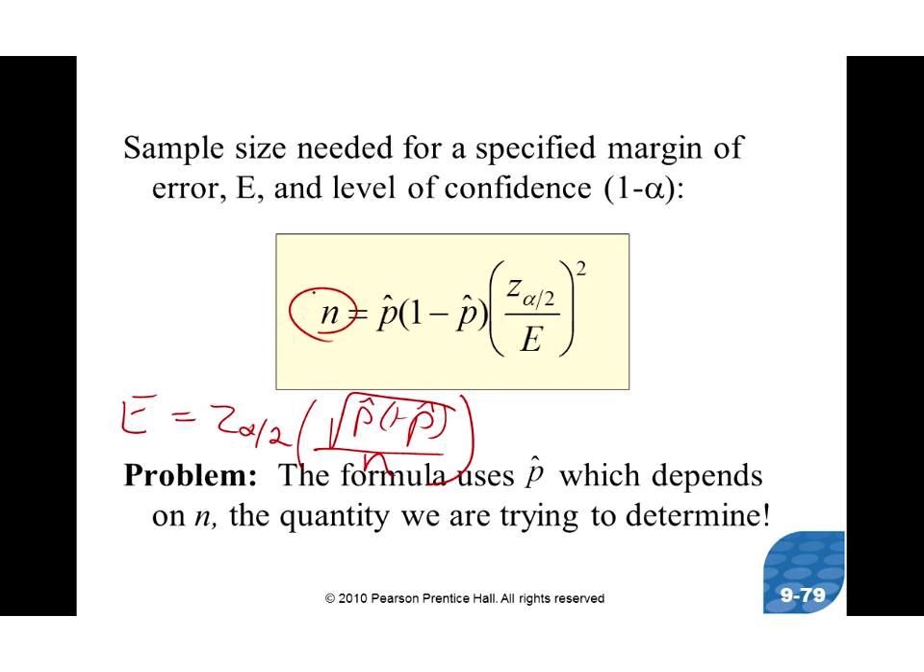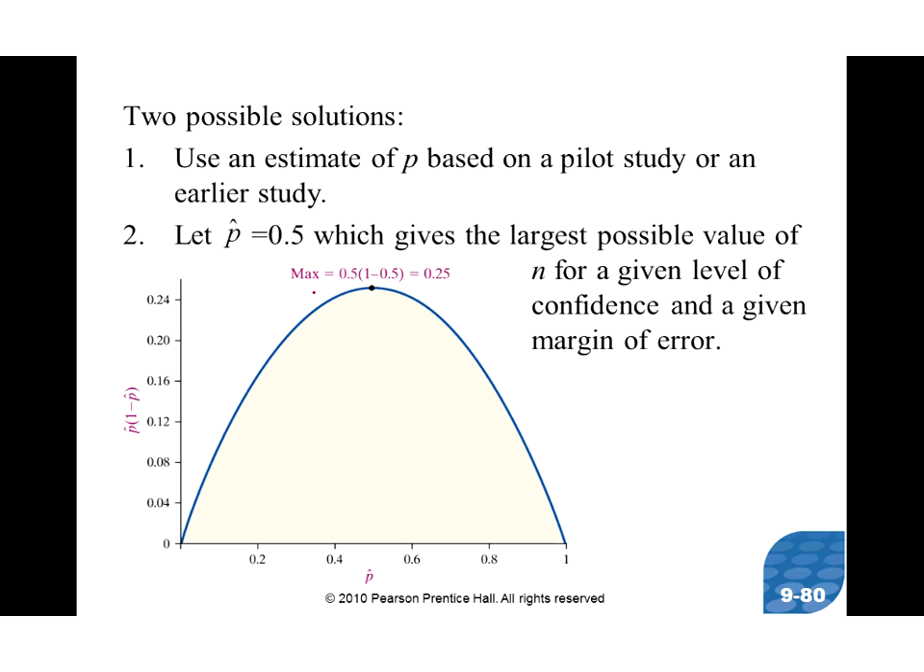And there's a problem, because the formula uses p hat, which depends on n, which is the quantity we are trying to determine, because remember, p hat is equal to x over n. So how do you work around this issue? Sometimes they'll say p hat is based on a pilot study or an earlier study, or when they don't, you just use p hat equals 0.5, which would give you the largest possible value for n for a given confidence level. And that's what they're graphically showing you here.